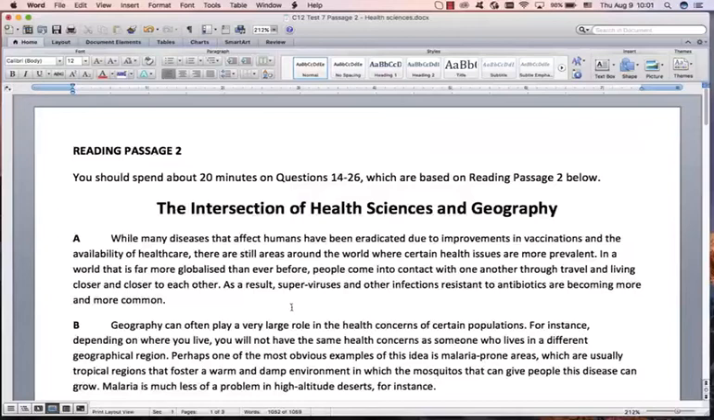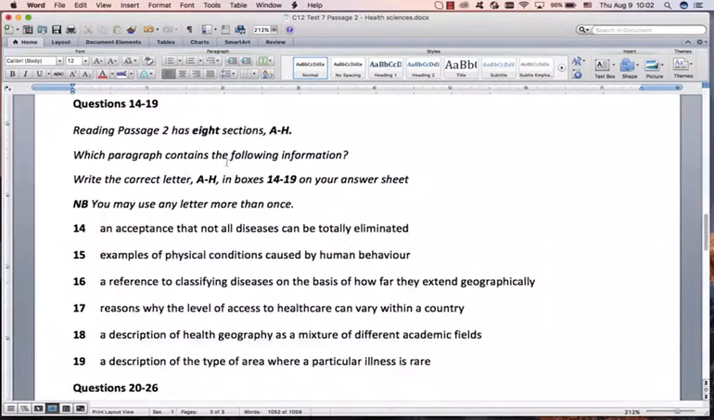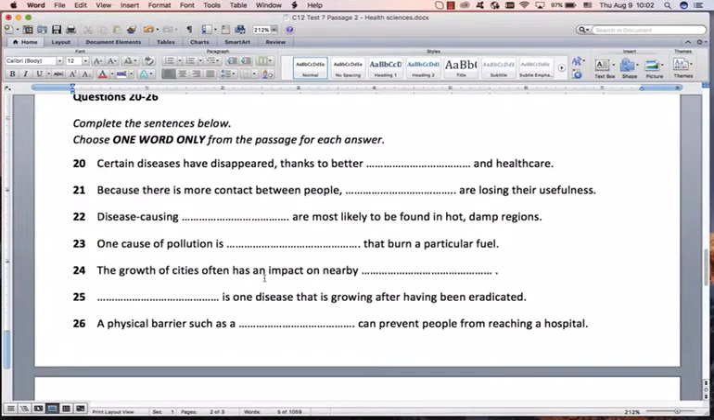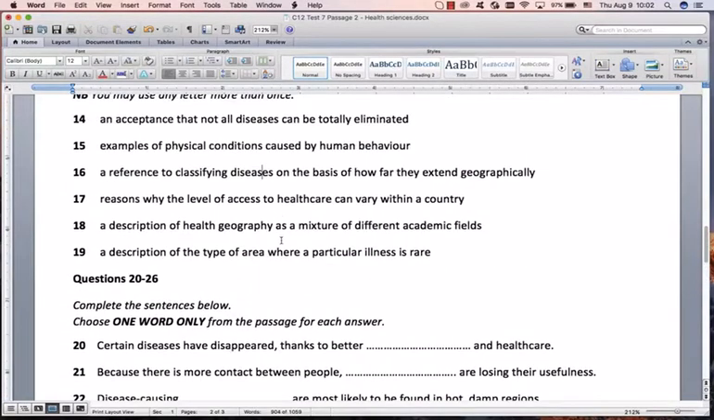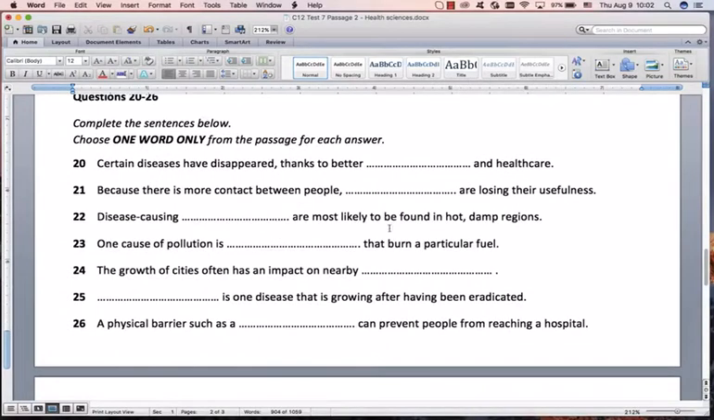Okay, reading 2, the intersection of health sciences and geography. Let's look at what they've given us. This is bad news. This is a matching information, difficult question type. But this is good news. They've given us some easy ones to balance out these difficult ones, I think. So of course we're going to start with this.